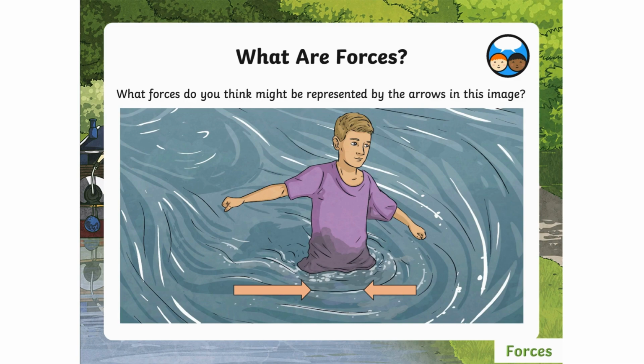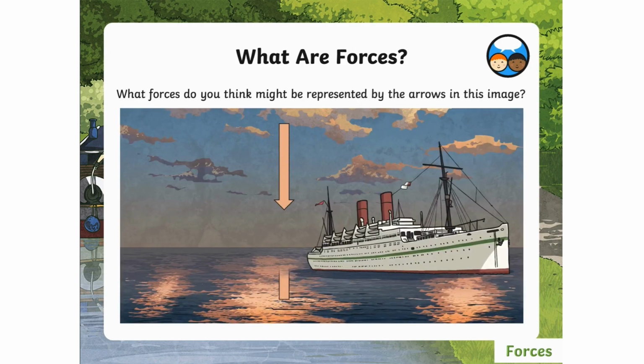What forces do you think might be represented by the arrows in this image? Again, you see what is happening here? There are two arrows and you have the water where the kid is. I hope the hint helped you, or reading again helped you. So the pushing force is nothing but water resistance. First we saw air resistance, now it is water resistance. All right, let's go to the next idea.